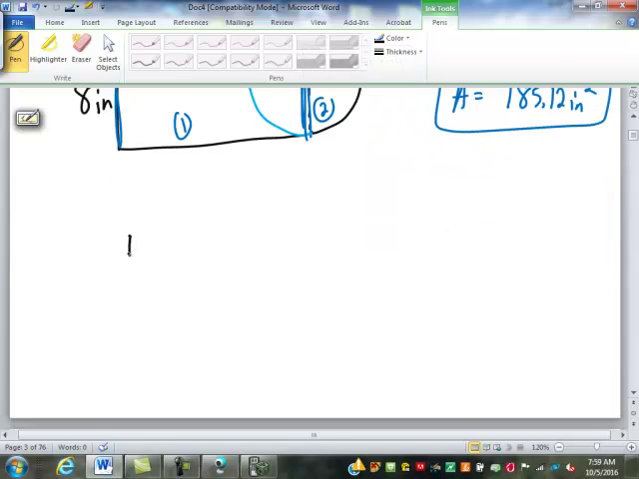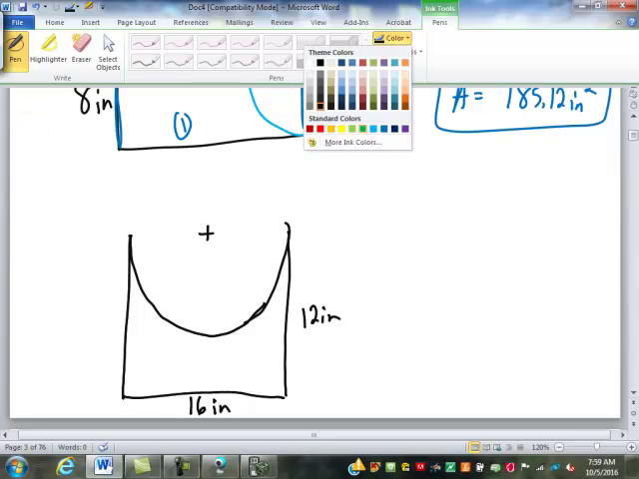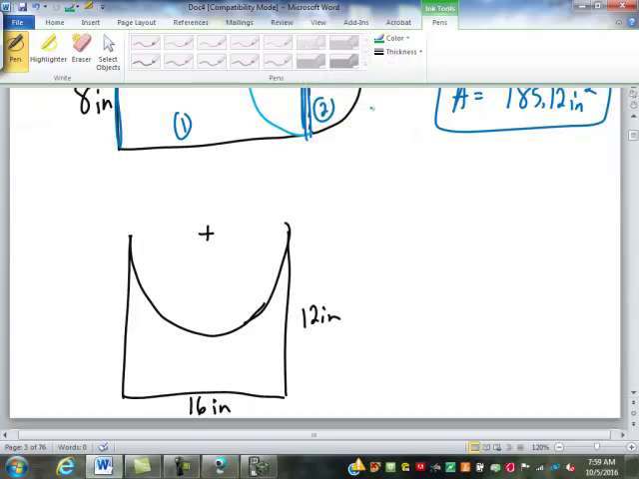On the other hand, this one here, can I cut this into smaller pieces and add them up? No. The only way I can do this is to make it a complete rectangle and then subtract out the half circle. So that rectangle is 16 inches by 12 inches, which is 192 inches squared.